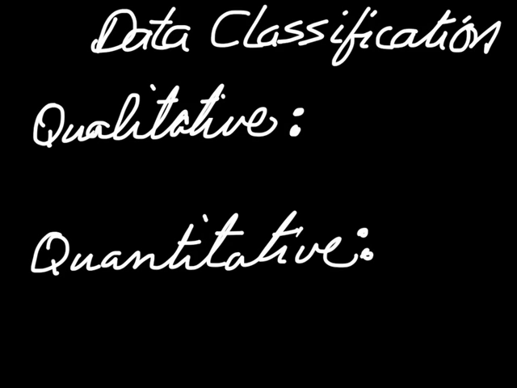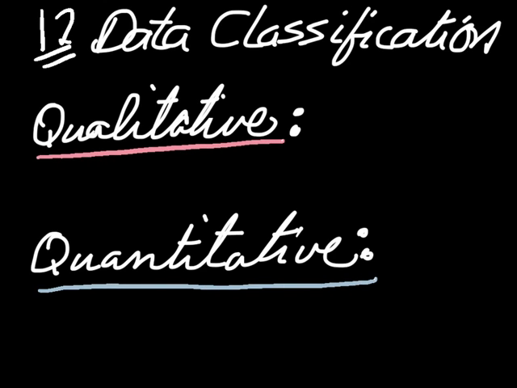So hi everyone, we're going to talk about section 1.2, which is on data classification. And the first classification of data is whether that data is qualitative or whether that data is quantitative. So what is qualitative? Qualitative data is generally an attribute.